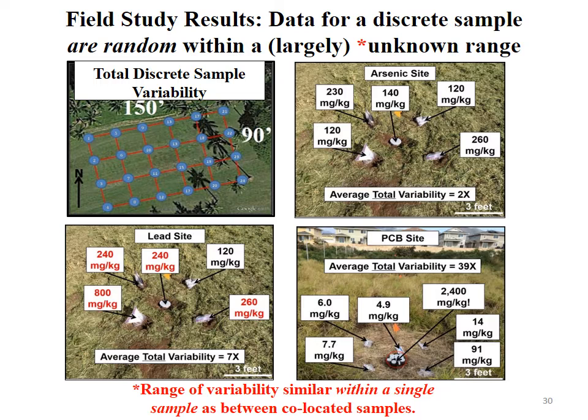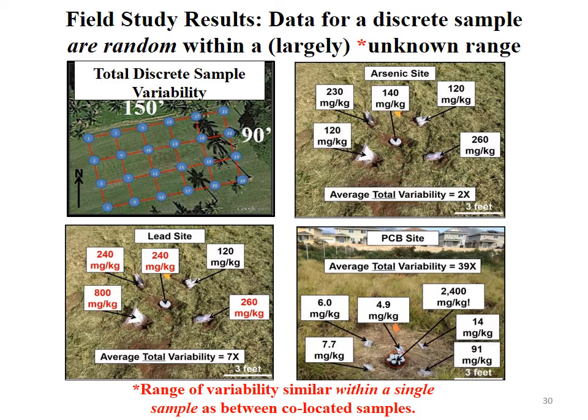As we predicted at the lead site, the variability increased between co-located samples. The average total variability was 7-fold. You see an example here, 120 ppm, coincidentally in the upper right-hand corner again, but then just 1 or 2 feet away, the concentration of lead in a discrete sample was 800 ppm. So quite a bit of variability, and again, it's completely random. Again, you see similar variability at low concentration and high concentration.